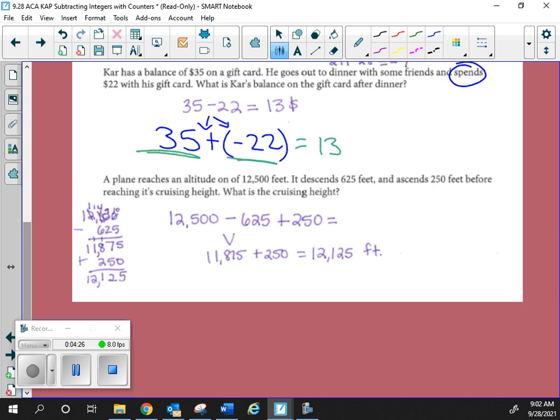Okay? On this next one, it reaches an altitude of 12,500. Planes typically are above the ground. Okay, so it is a positive number. It descends. Descends, positive or negative? Negative or subtracting. Again, I could have done 12,500 plus negative 625. That's the same thing. And then it ascends. Ascends means goes up, is increasing. So positive 250 before reaching its cruising height. What is that cruising height? So what they did is they like subtracted and then added.